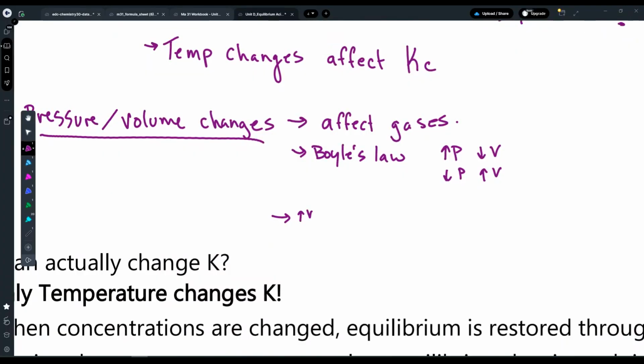So if you increase volume, pressure decreases. So your equilibrium is going to shift towards the side with more moles. If you decrease volume, that's going to increase pressure. Your equilibrium is going to shift towards the side with less moles because there's less space.